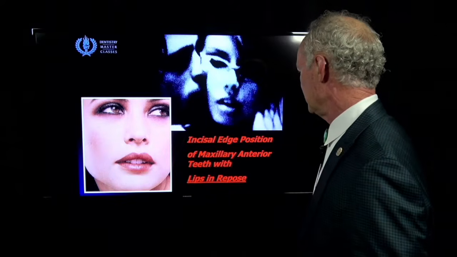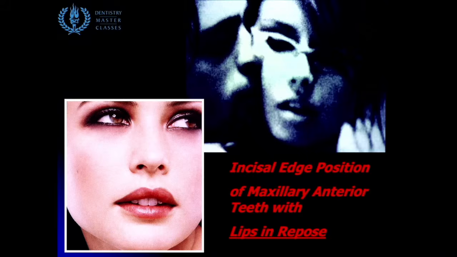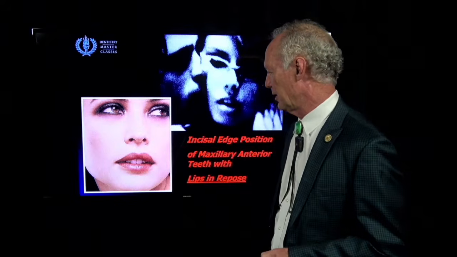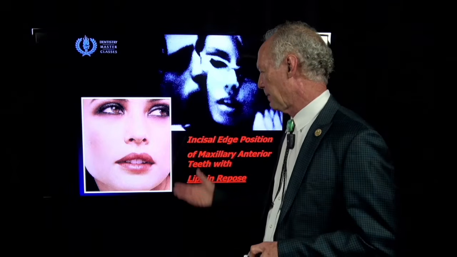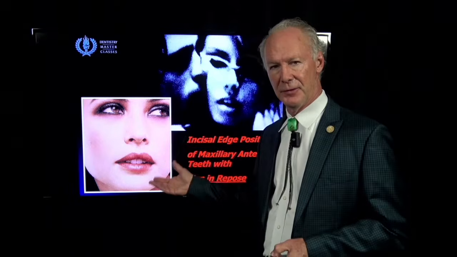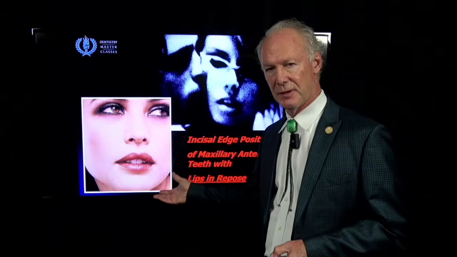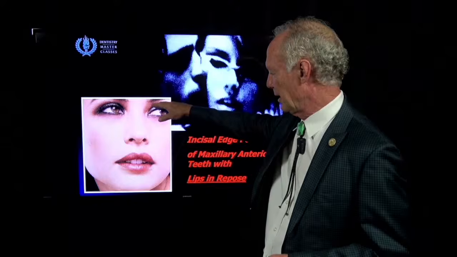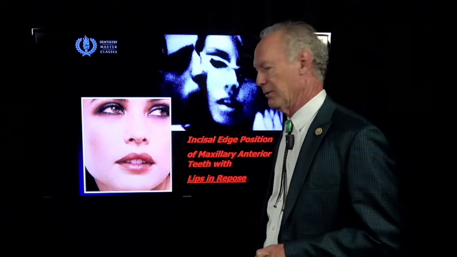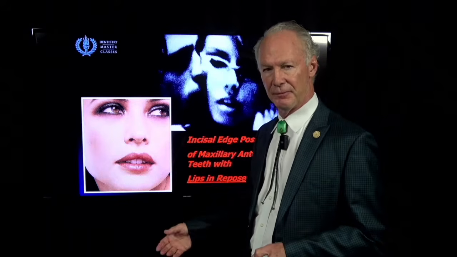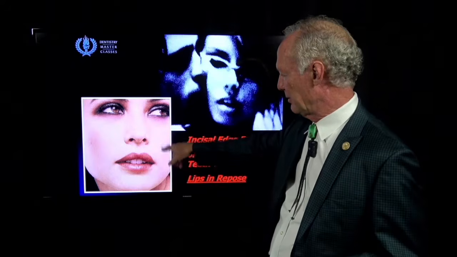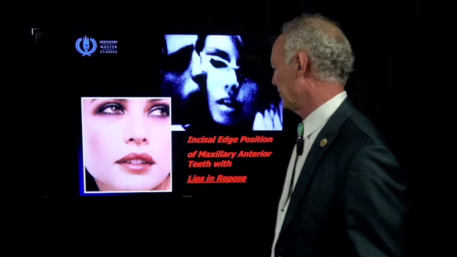The incisal edge position of the maxillary anterior teeth with lips in repose. We talked about that. What would this be? I would call that a moderately arched lip. She displays about half of the tooth with the lips in repose. So how much is her lip going to move apically in a full smile? Probably 2 to 3 millimeters, or maybe 4. The maxillary arched lip, she's near a maxillary arched lip, is only going to move 2 to 3 millimeters.